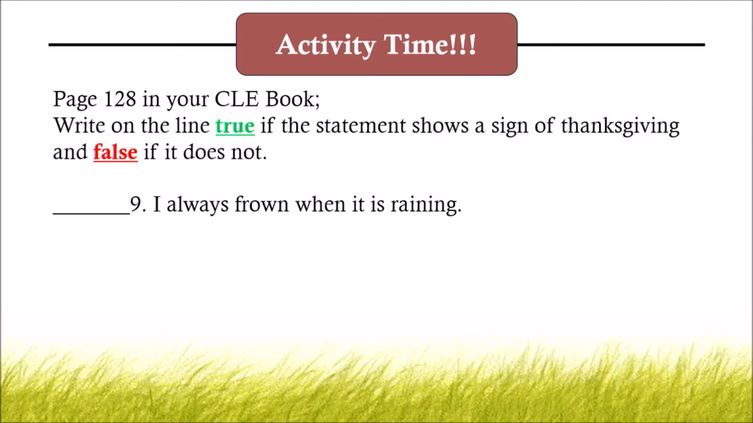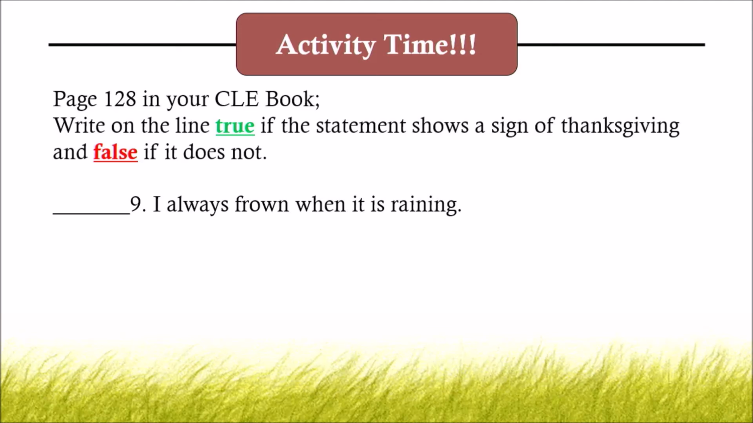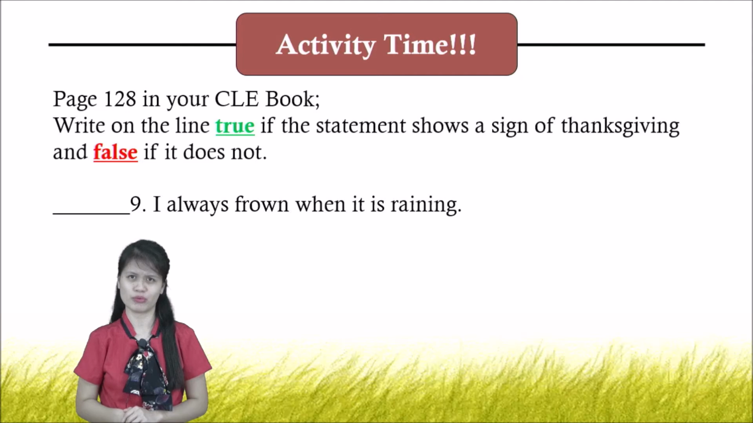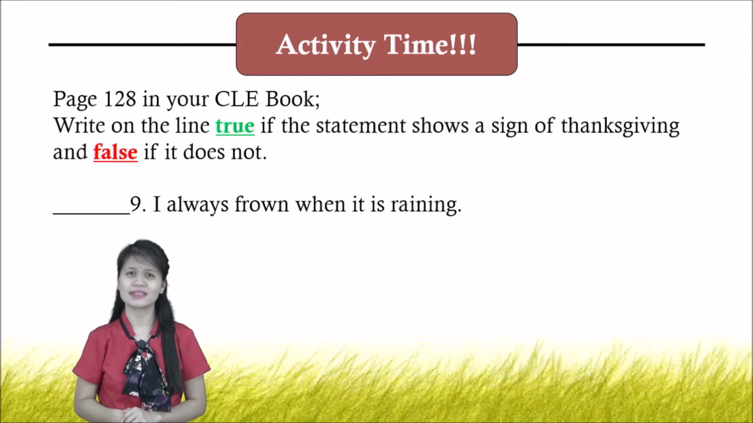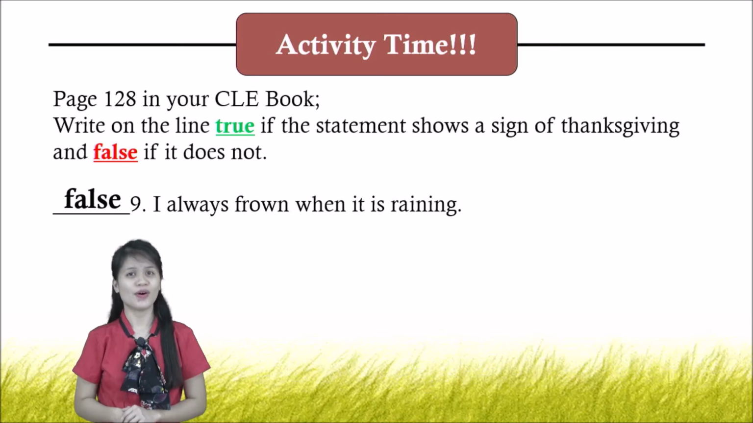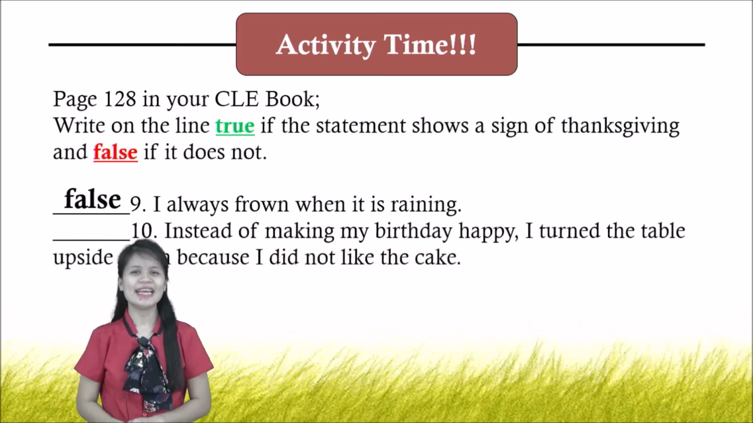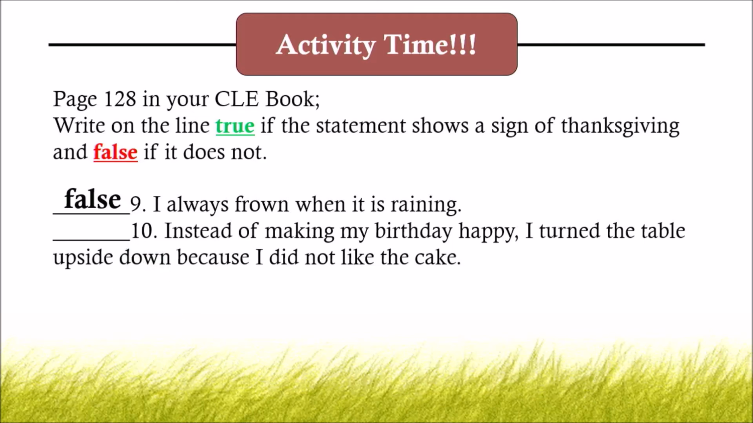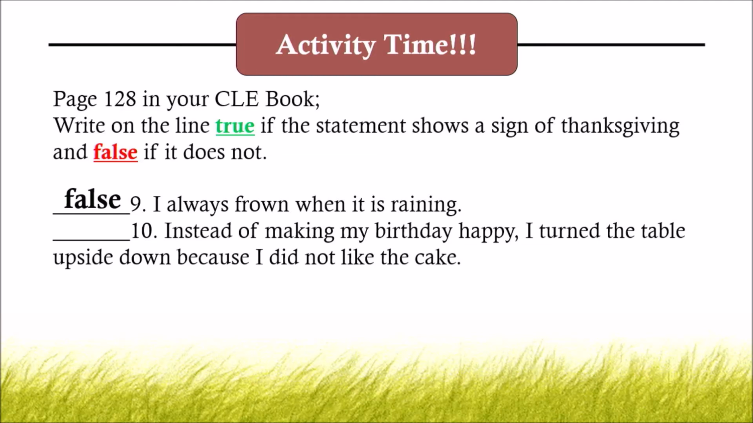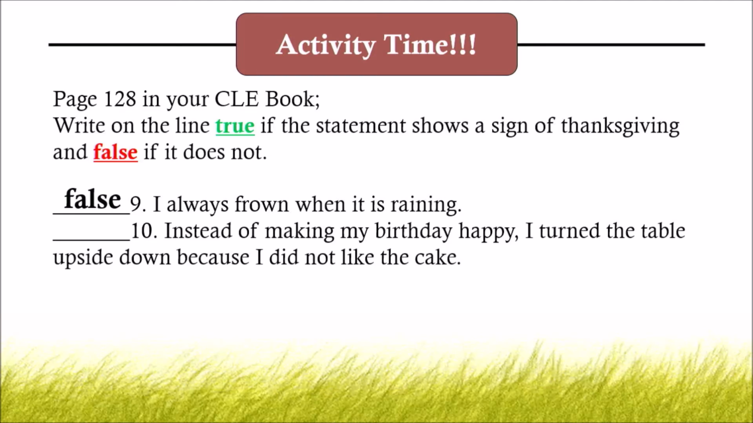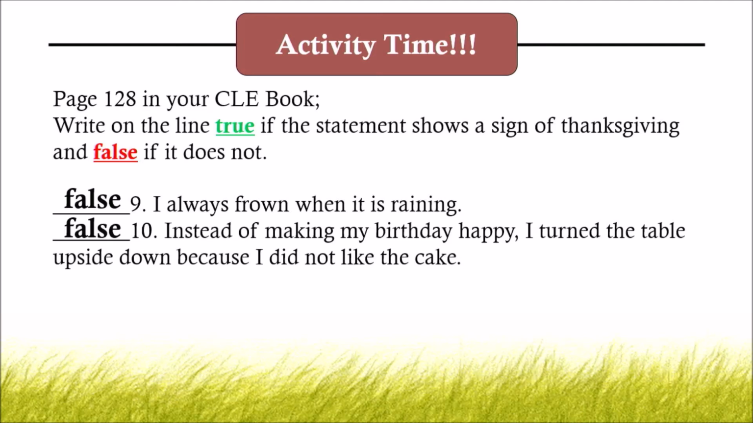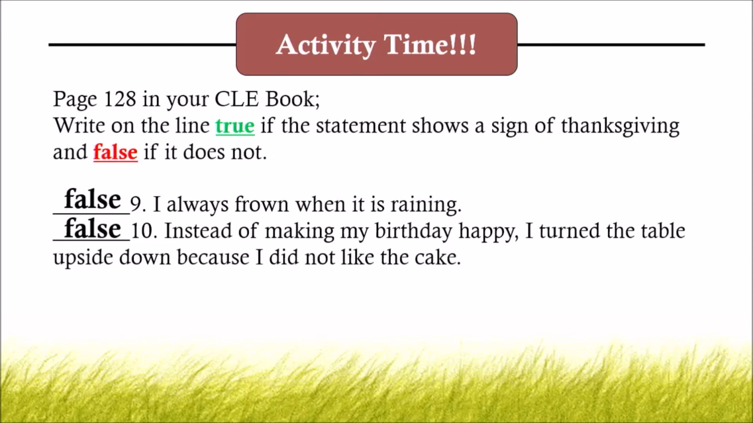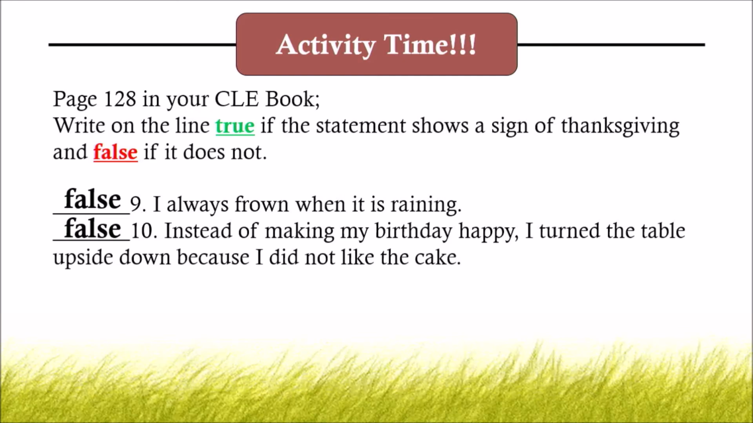Number 9. I always frown when it is raining. What do we mean by the word frown? Well, it is like you don't like something or you are mad. False. Number 10. Instead of making my birthday happy, I turned the table upside down because I didn't like the cake. Is it a good one or a bad one? I think it's false. You should be thankful even though you don't like the design of your cake. It's still a blessing. At least you have your cake, right?